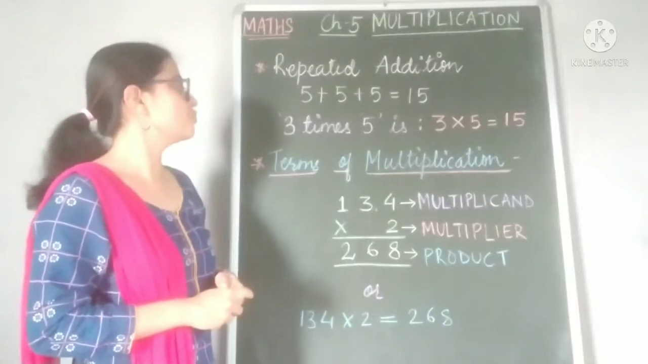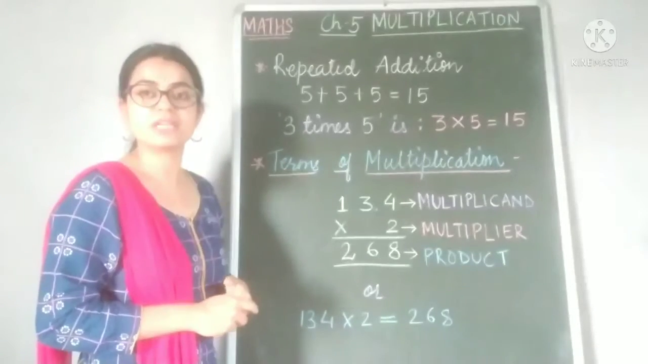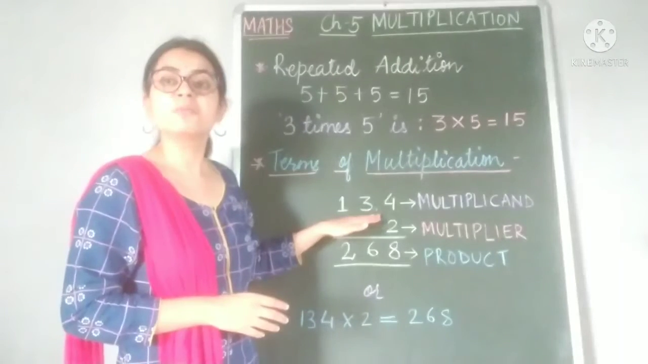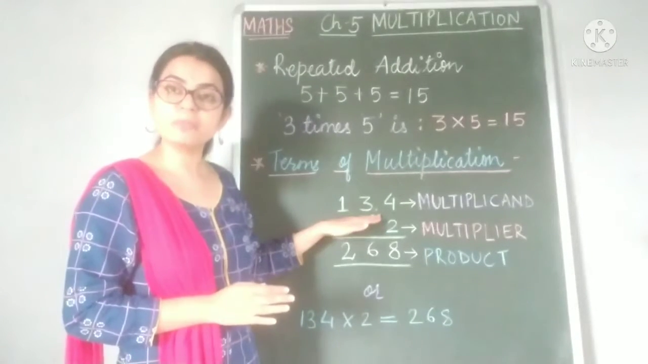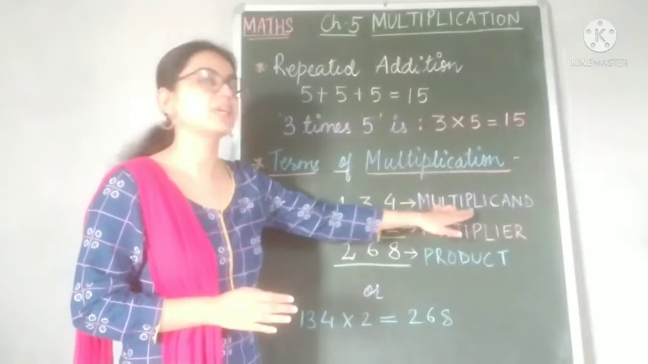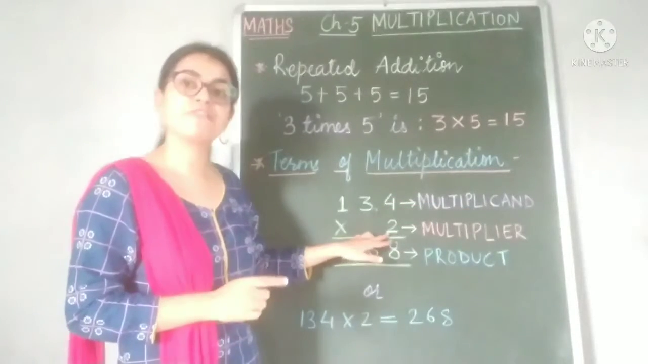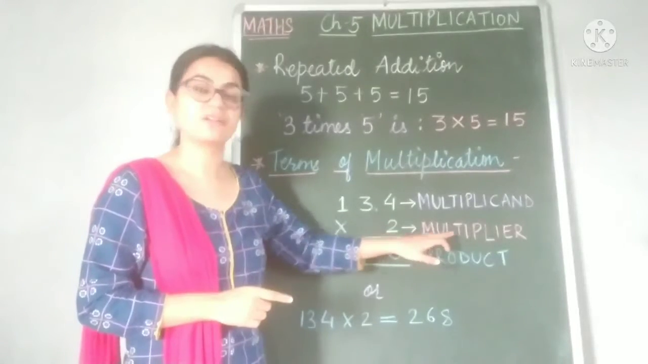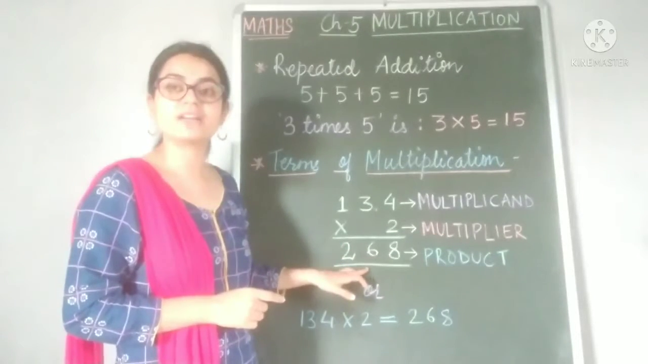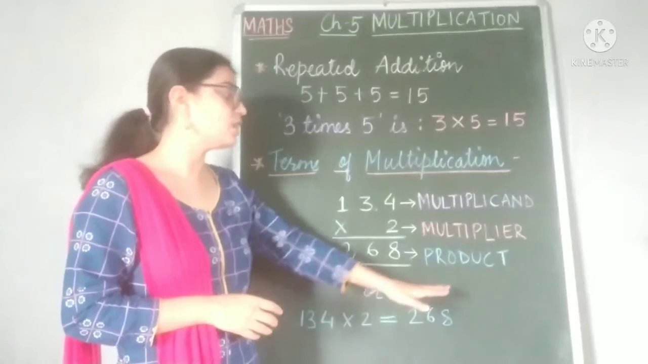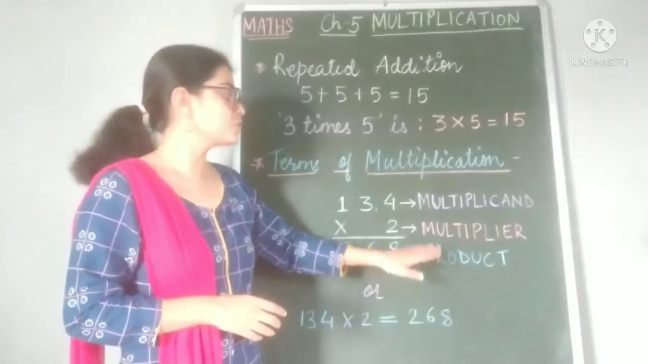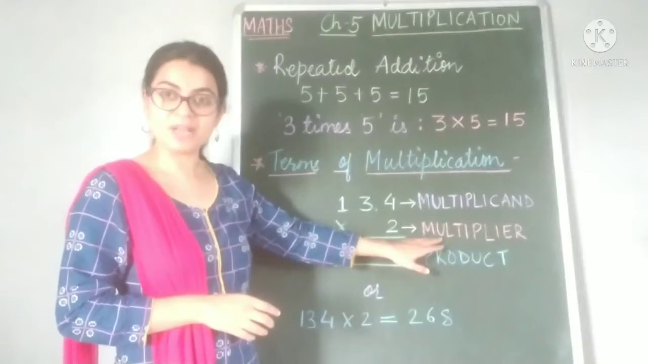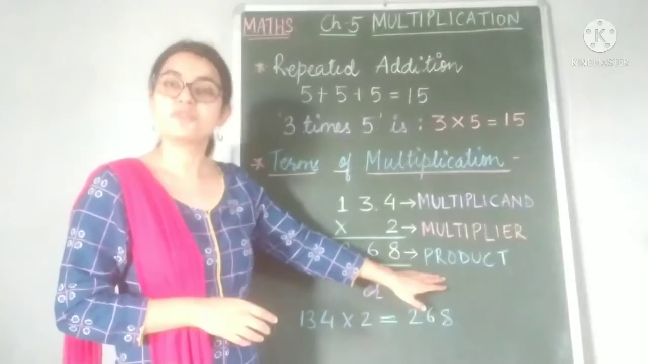Now, let us move on to the terms of multiplication. Children, the number which is to be multiplied is called the multiplicand. The number by which we multiply the multiplicand is called the multiplier. The answer that we get after multiplication is called the product. So when the multiplicand is multiplied by the multiplier, the answer is the product.